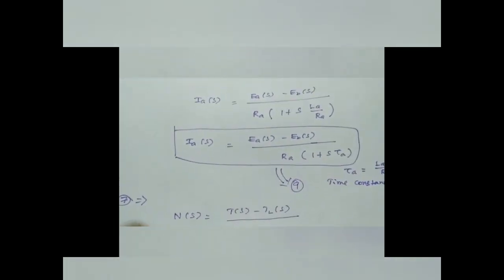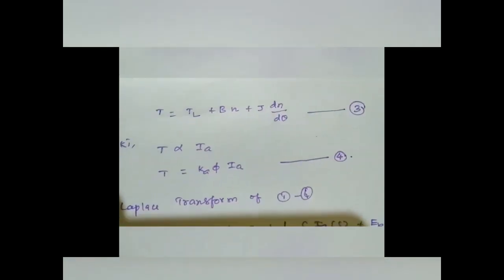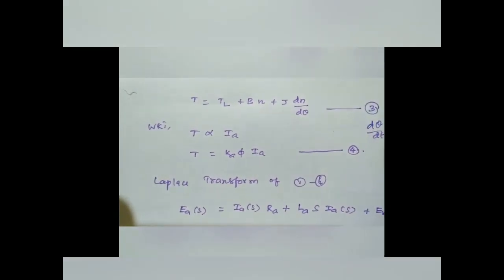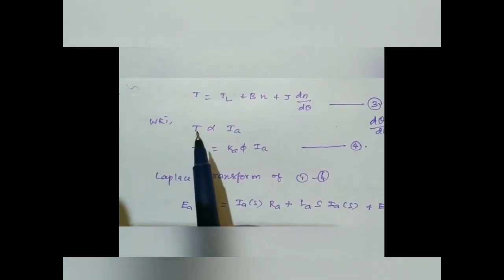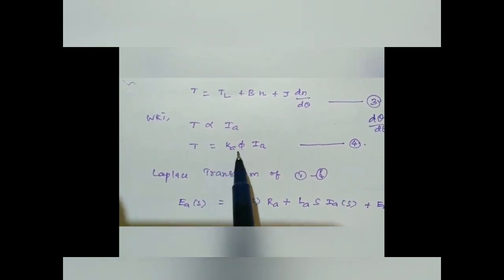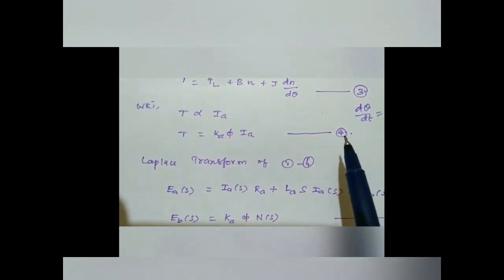So again this equation can be written. Substituting d theta by dt equal to N, the previous equation becomes like this. So this is equation 3. Again in a DC motor, torque is directly proportional to armature current. To remove the proportionality, we are adding the constant K a phi. So this is equation 4.